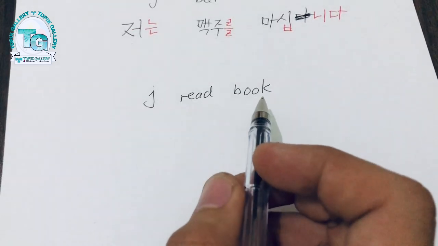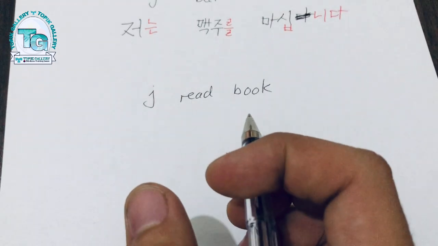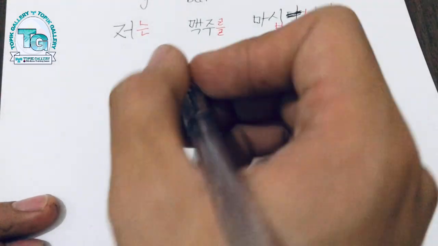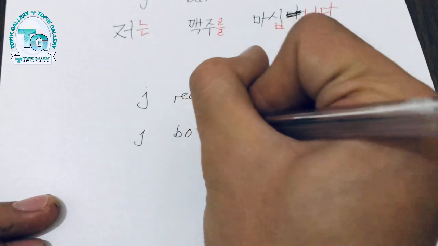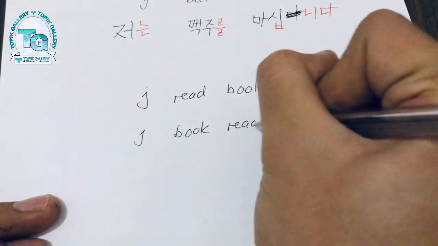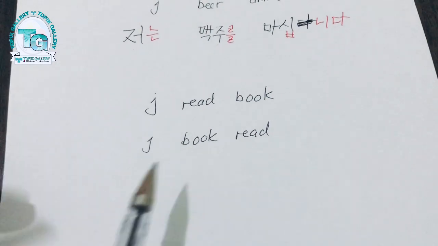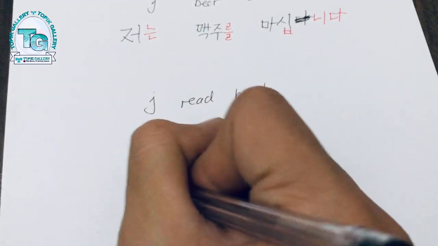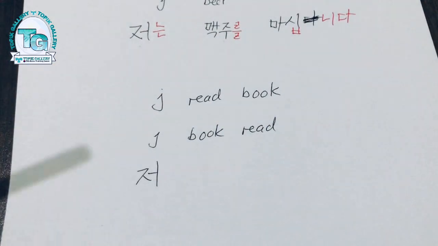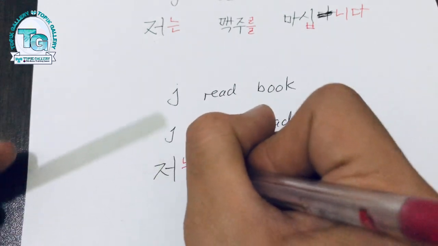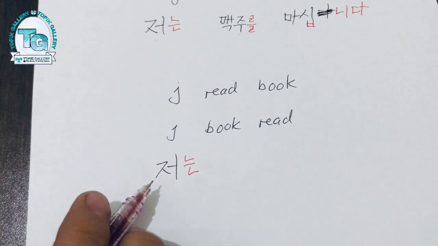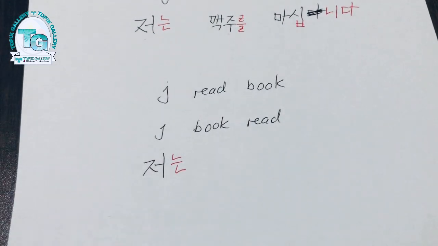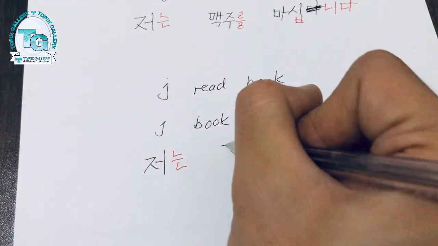I read book. So how do you turn it into the Korean pattern? Yes: I, book, read. So that's our Korean pattern, guys. How do we say "I" in Korean? Yes, jo, and its marker is 는. Okay, so "ako ay." And the book, how do you say that? Yes, chaek.